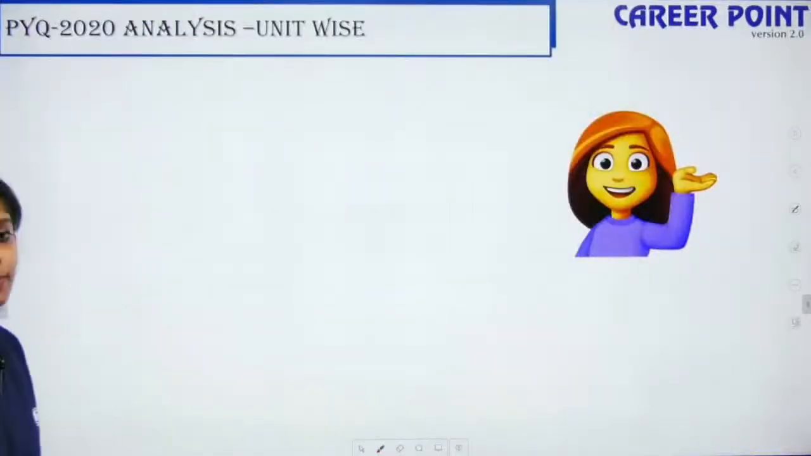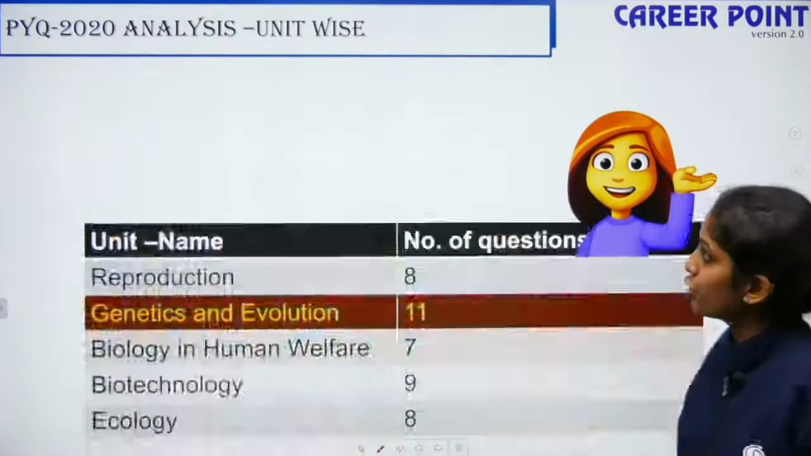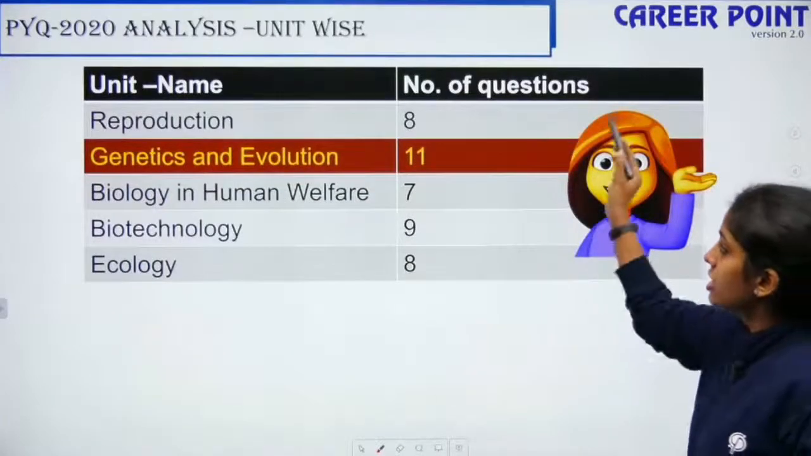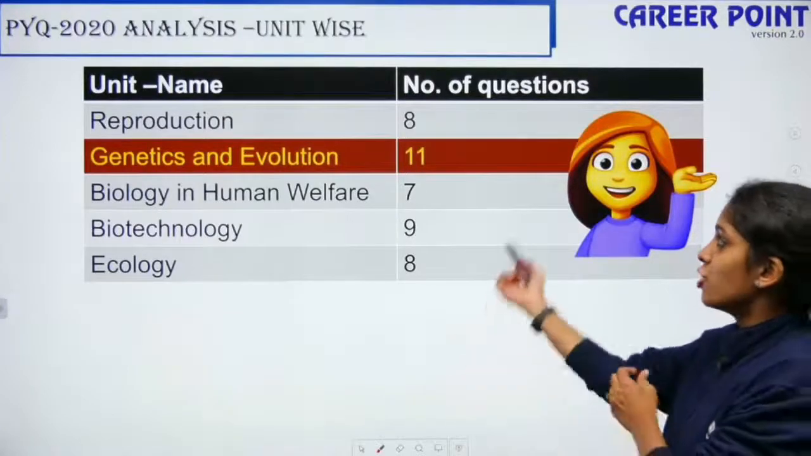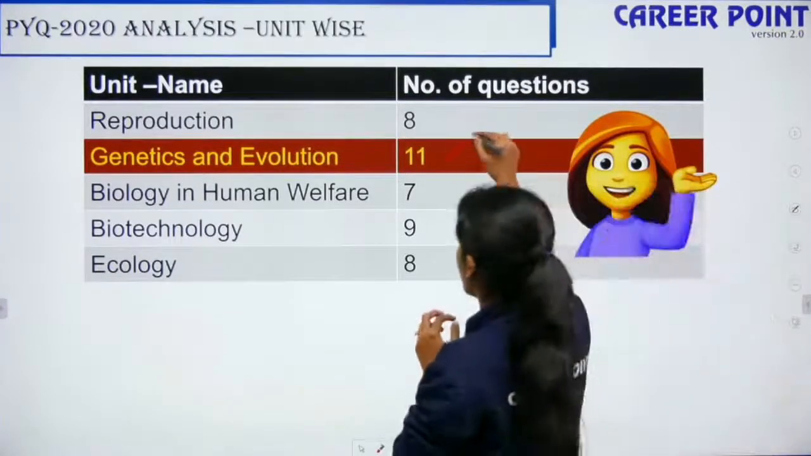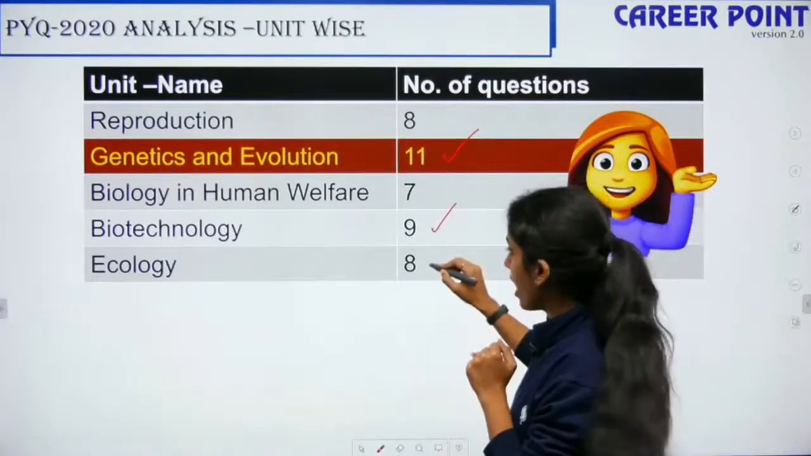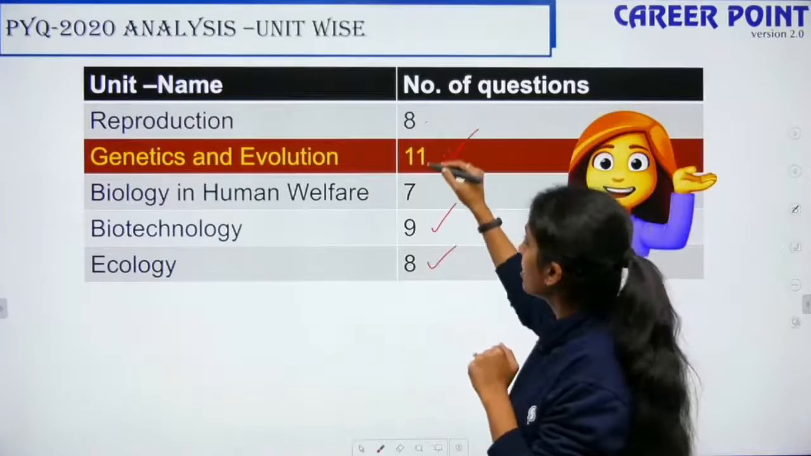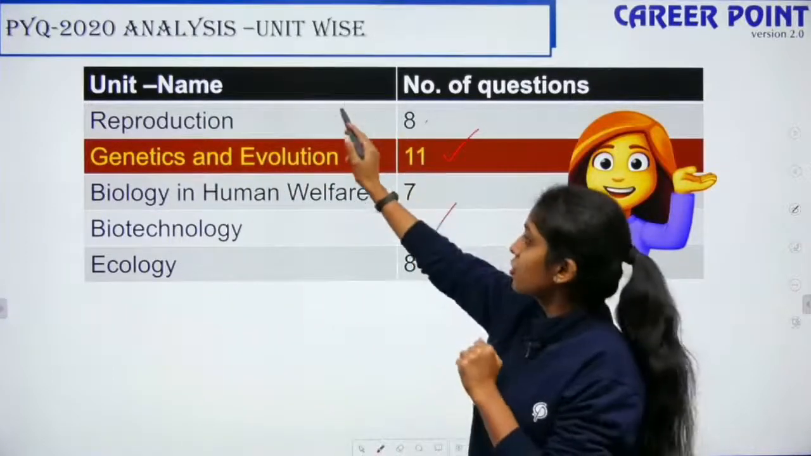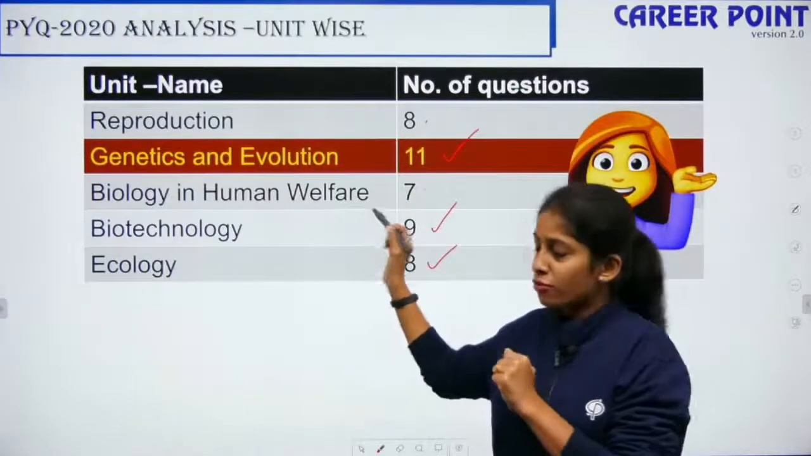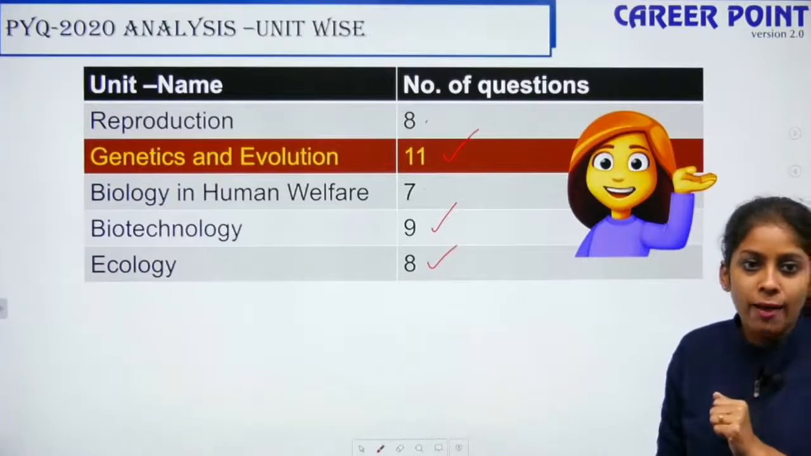Okay, so we were in the year 2020, discussing these questions. Let's finish off 2020 first. This is the order in which we are going to discuss. We have already discussed genetics and evolution, biotechnology, and ecology. Only these two are pending in the year 2020. So now let's discuss reproduction, biology and human welfare, and then move forward with the year 2019.